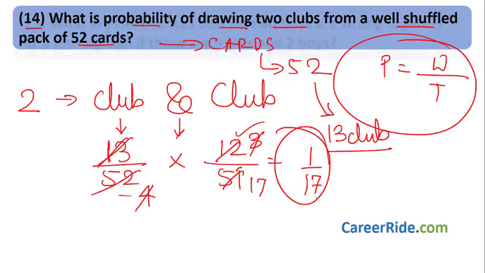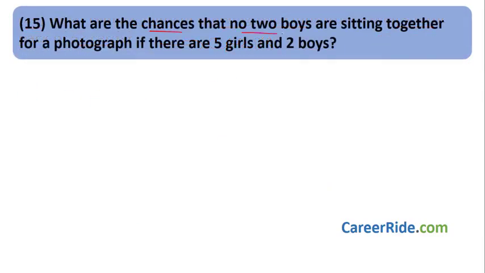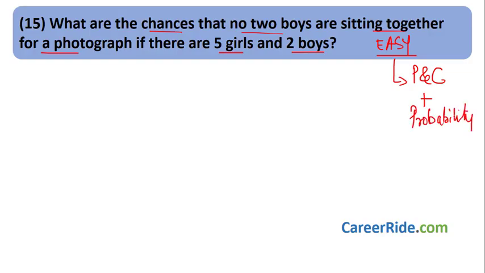Moving to question number 15. What are the chances that no 2 boys are sitting together for a photograph if there are 5 girls and 2 boys? Now this sum is easy, it is not at all actually difficult. The only thing over here is that this is not just a probability sum, this is a permutation and combination sum plus probability sum. But if you pay very close attention right now, you will be able to solve this sum even if you have not studied permutation and combination. You just need to remember a very small trick.